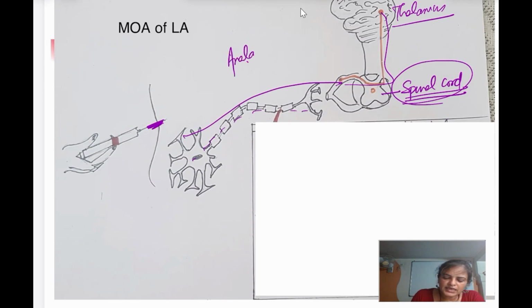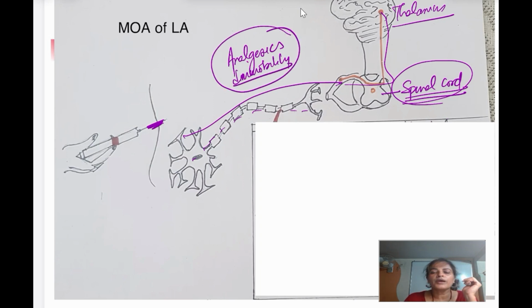अगर बेटा analgesia एक बार action हो गया, suppose if somebody is pricking me here and I am not getting any pain, then definitely I will not withdraw my hand. So immobility will be there. So immobility and analgesic action is due to its action where? Its action on the spinal cord.